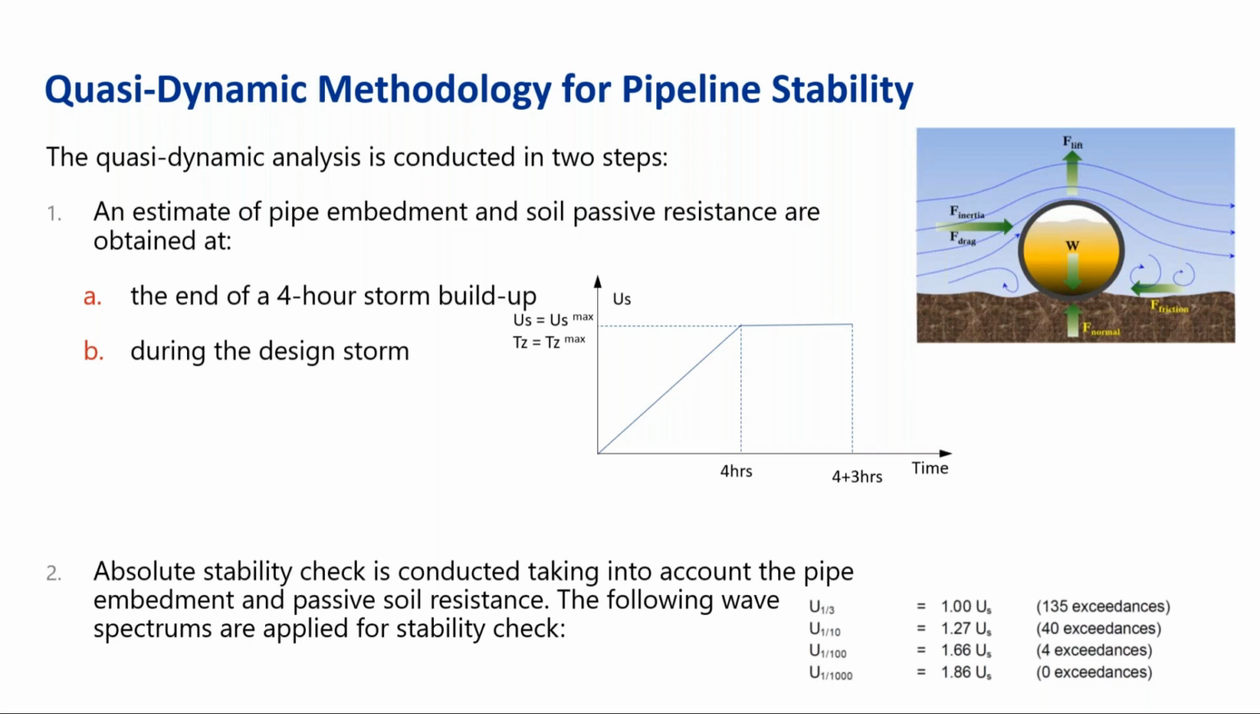At this point, after you know that, you go and do a stability check, an absolute stability check, on whether the pipe is going to stay there during the storm. With those additional passive resistances, we expose the pipe to these waves such that we assess how these forces are acting upon each other, and whether the pipe is going to be stable or not. Next one, please.